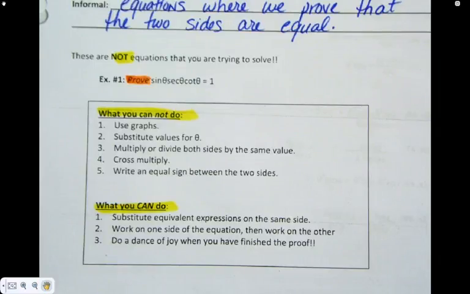And the third thing is a must. We will all be doing a dance of joy when we're finished the question. Okay, so start thinking about how you're going to chair dance, how that dance of joy is going to go, because we will all be doing it because they are that exciting. Oh, you can do whatever you want. There will be dances of joy.